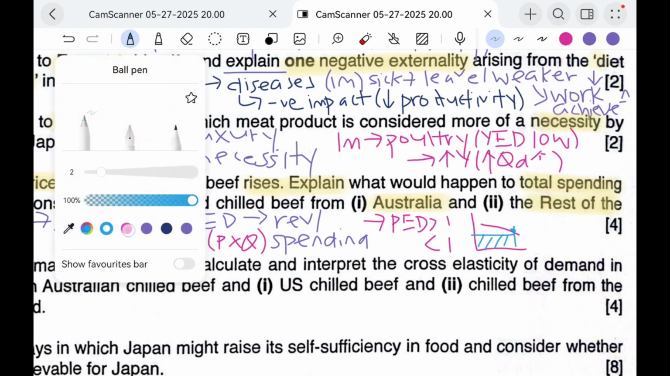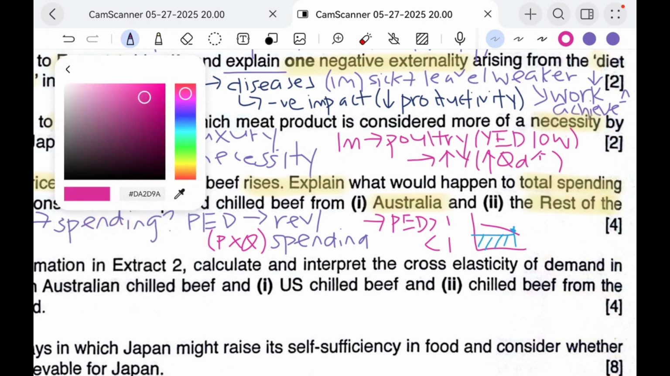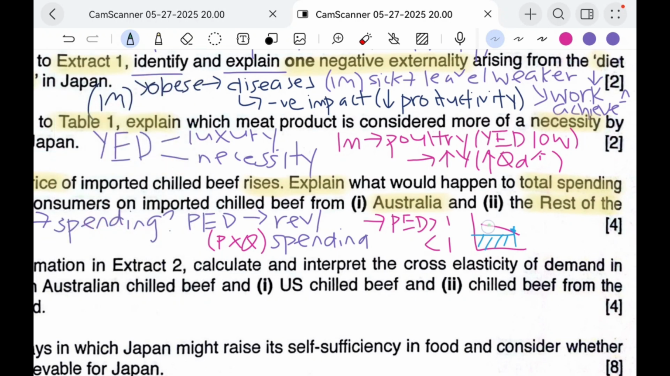Then later on, we indicate another point. Okay, use a brighter color. We indicate a different point because now they say price increase. Then how do you show that the revenue, in this case spending, has changed? So actually, from this graph that I'm drawing, the one for PED more than 1.